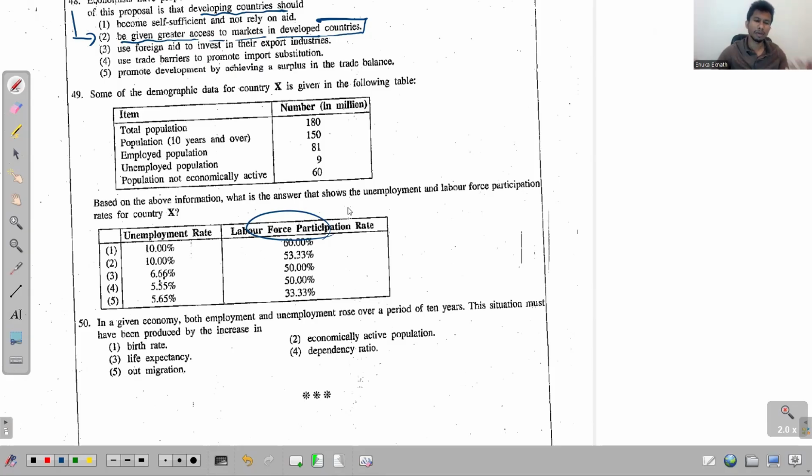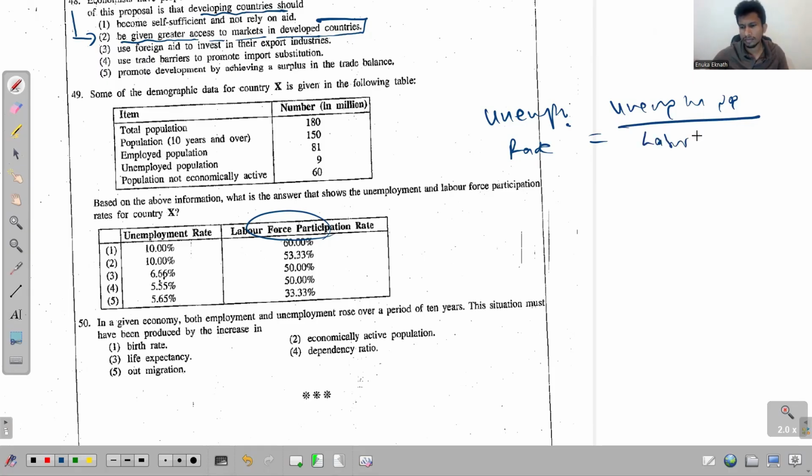Unemployment rate and the labor force participation rate. Now how do we find this unemployment rate? Let me write: unemployment rate is equal to, you take unemployed population, you divide it by labor force, and you multiply this by 100. So unemployed population is given to us as 9. Labor force.